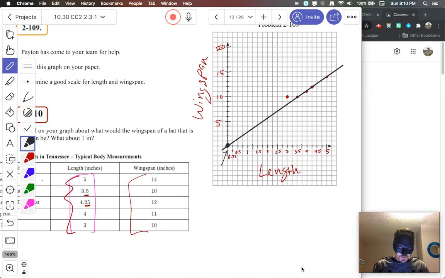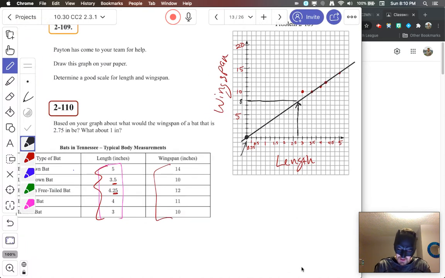So now we're looking for what it would look like if it was 2.75. So here's our 2.75. I'm going to go up and meet the line right there. And it looks to me like it is just a little bit under 8. All right. And so if a bat has a length of 2.75, we would approximate the wingspan to be about 8 inches.